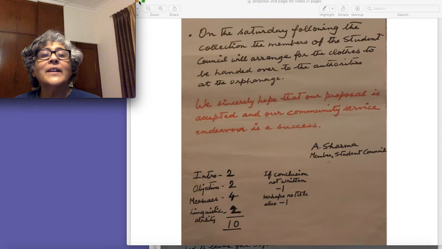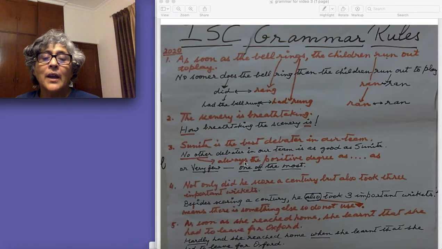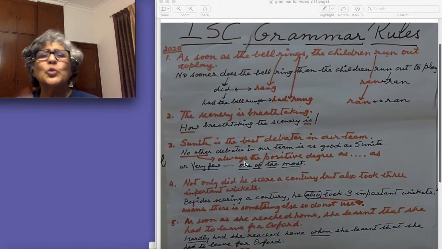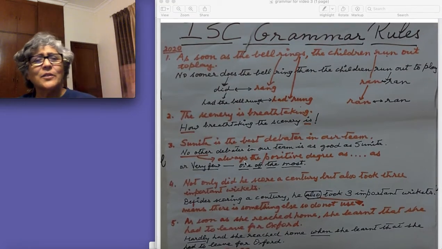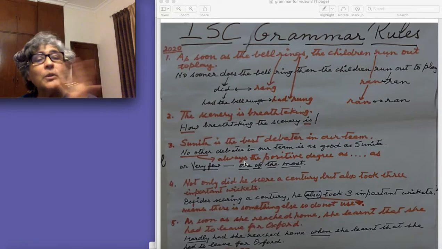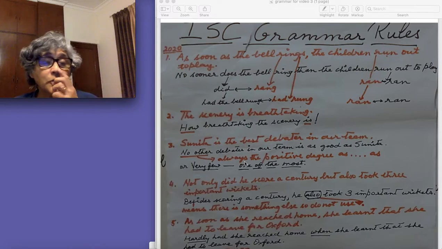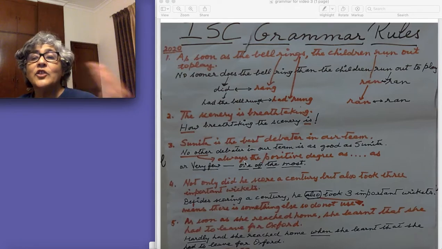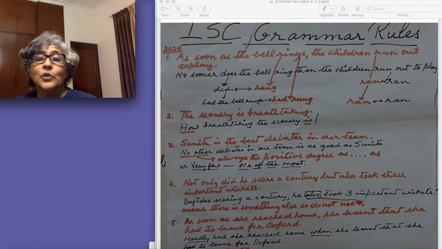All right. Now I have done another, the grammar part of it also. And I've done just some of the rules of grammar, because there's no point in doing sentences and giving you the answers to them. There are so many sentences over the years, right? Some basic rules from grammar which you need to know when it comes to attempting your ISC grammar. The first, of course, very common, is as soon as changing to no sooner, right? So as soon as the bell rings, the children run out to play. Now if you change it to begin with no sooner: no sooner does the bell ring than the children run out to play. Very simple. No sooner than. Do not forget to use than.